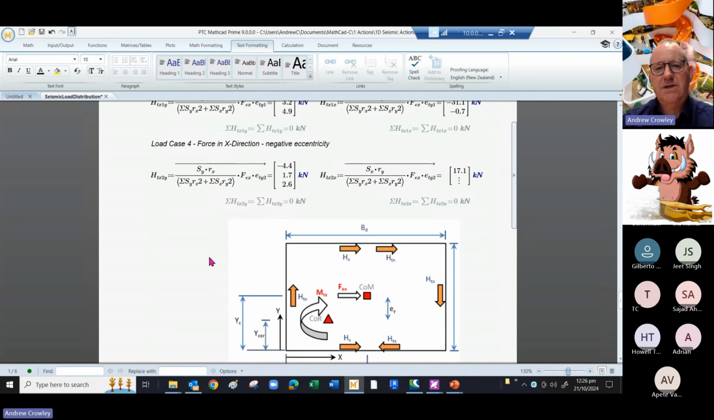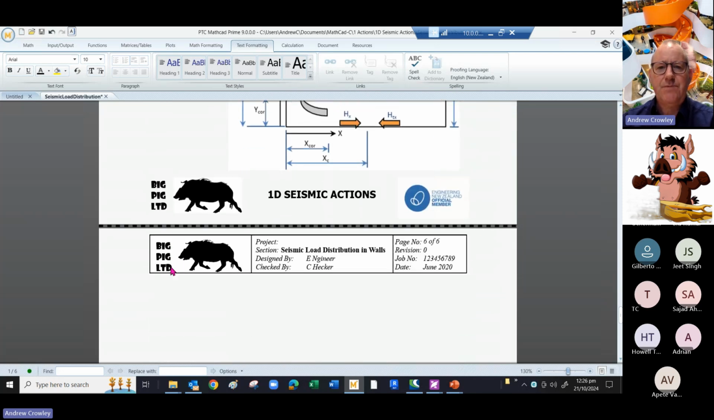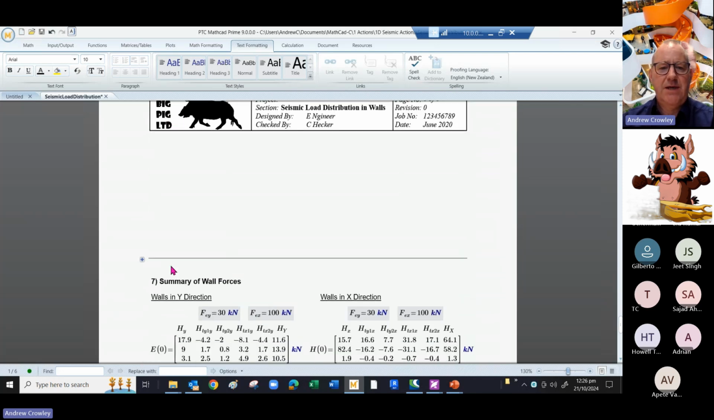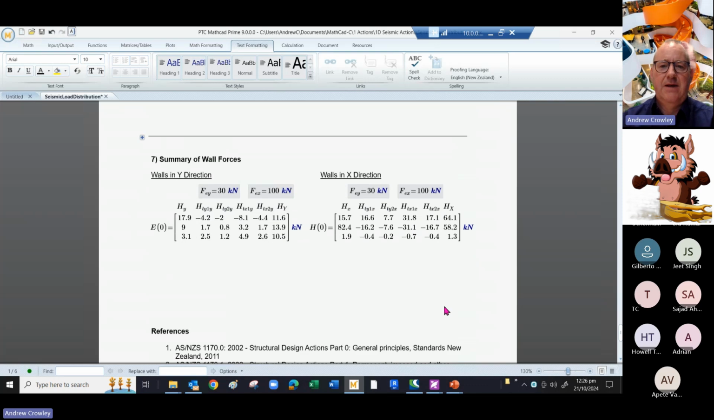So there's 4 potential load cases there, and this is only looking at the force originally in the x direction with a complementary force in the y direction. There's 30% of that applied in the x direction. And so we then summarize the forces and get the grand totals of the total force in the walls in the y direction and the walls in the x direction. And that's it, nice and simple.